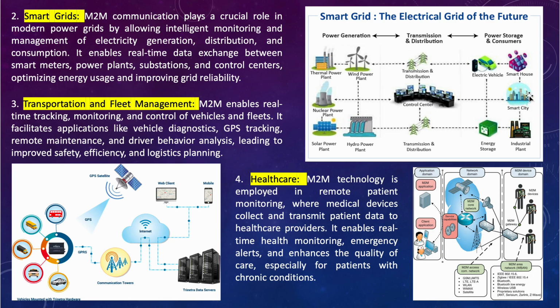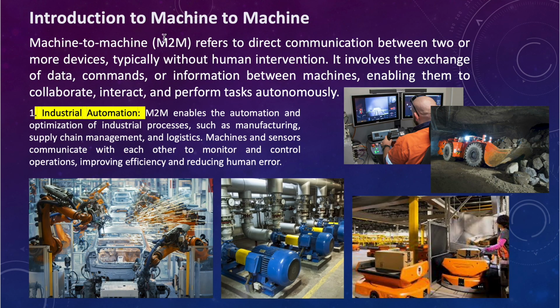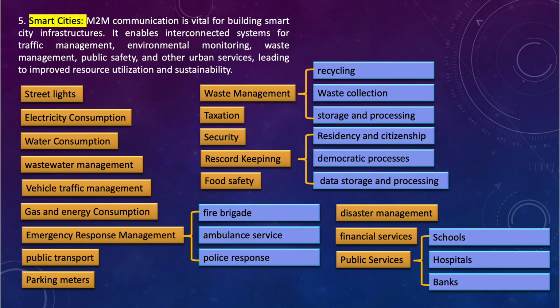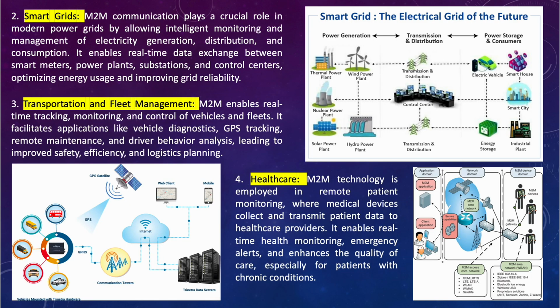For now we will stop there. We will stop at the smart grid, right? We can then talk about transportation, fleet management, and healthcare. Then again, it's going to be the same as using IoT, right? So machine to machine and IoT are two sides of the same coin, right?